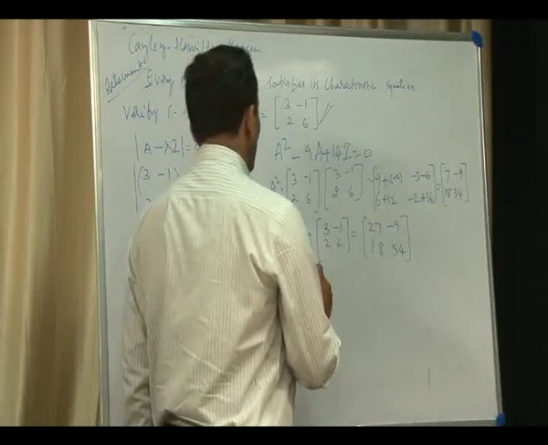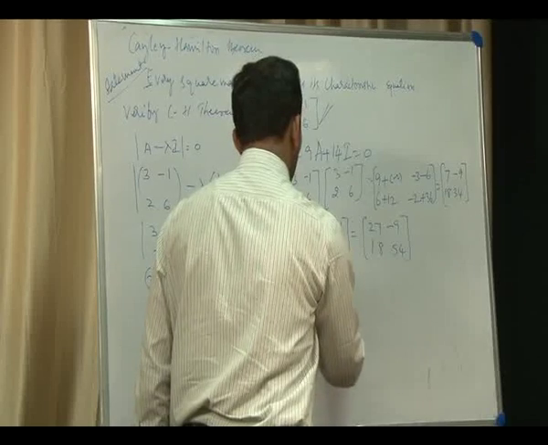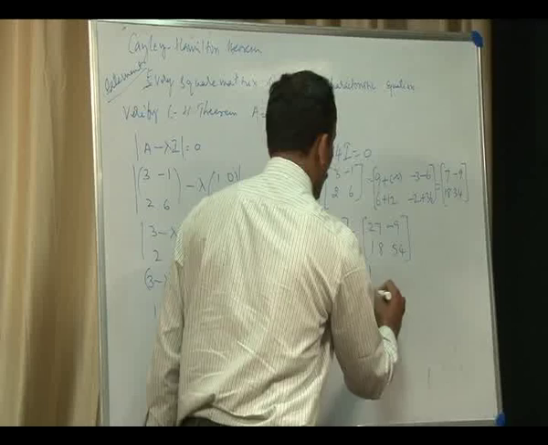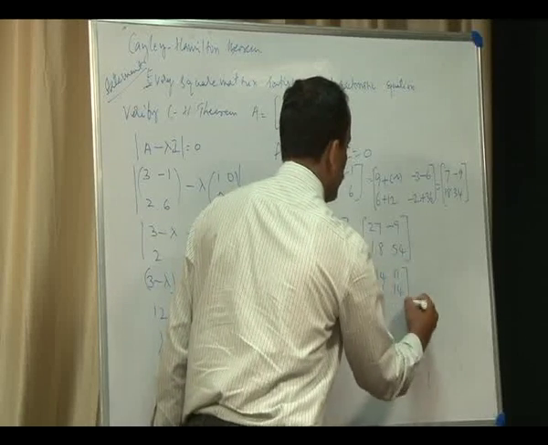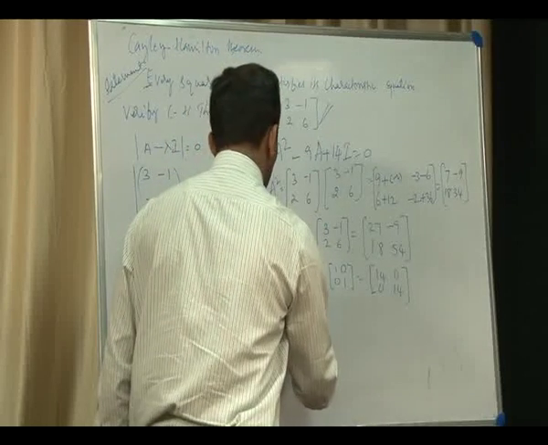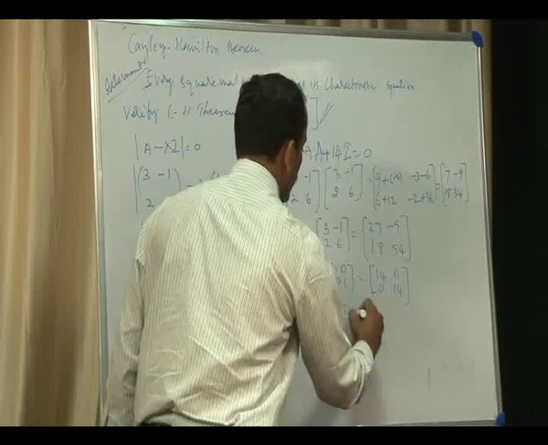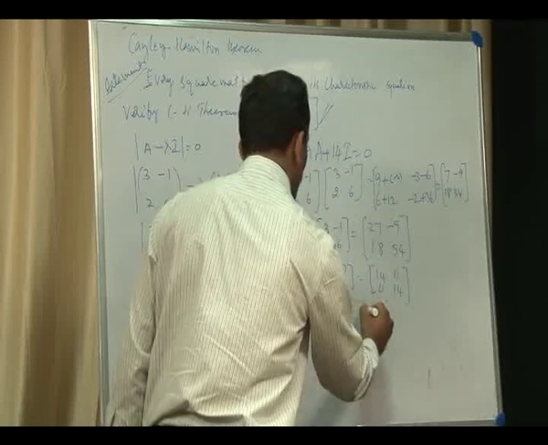This is 9 into A. Next is 14 into I. 14 into I is equal to 14 into [1 0; 0 1], that is equal to [14 0; 0 14]. Next you write the equation: A squared minus 9A plus 14 into I is equal to 0.